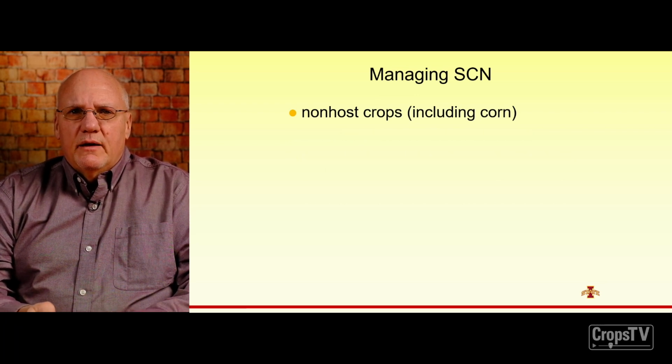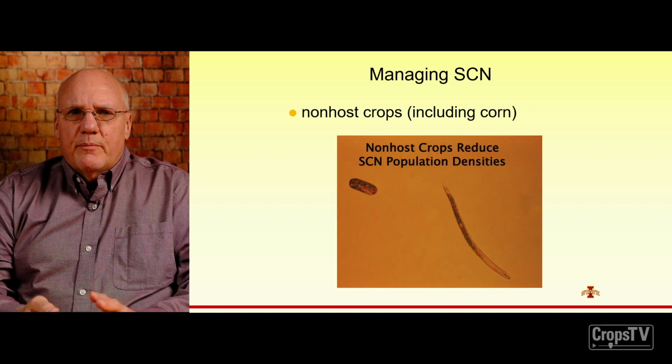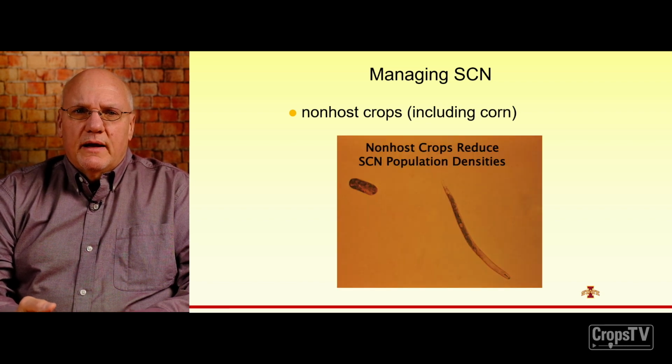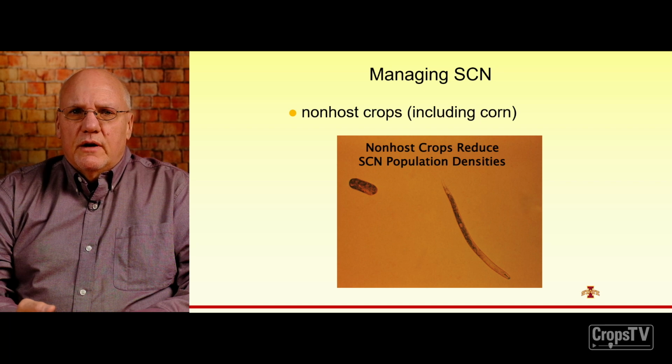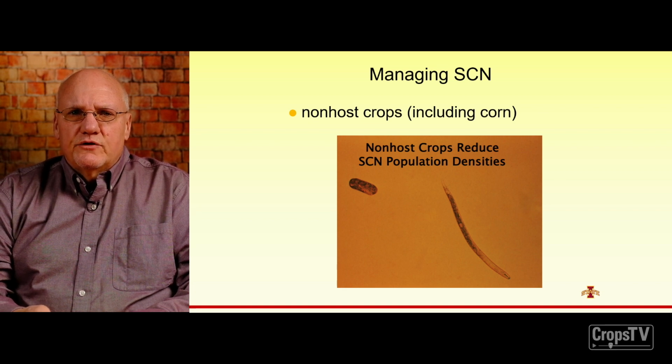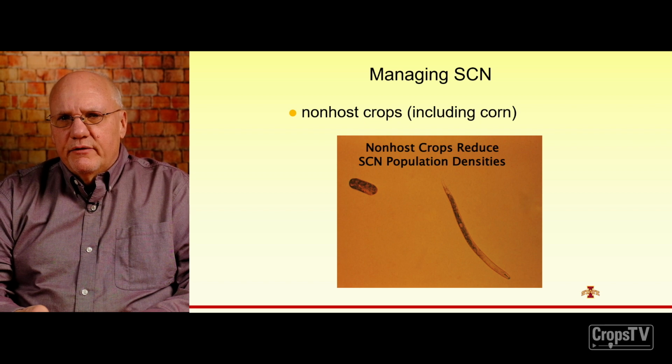For managing SCN with non-host crops, the point is that numbers will drop any year that you grow a non-host crop. What happens in an SCN-infested field when a non-host crop is grown is that eggs in the soil, such as the one shown on the left in this image, will release the juveniles. The juveniles hatch out of those eggs, and those juveniles, such as the worm on the right there, are a weak link in the life cycle.